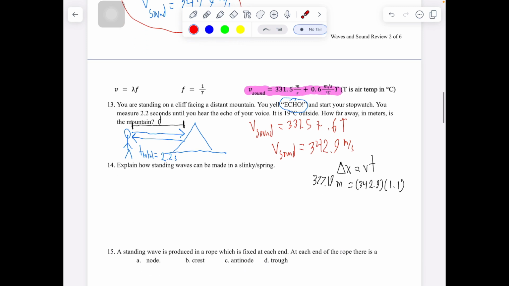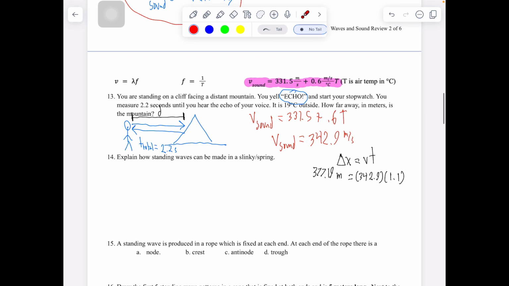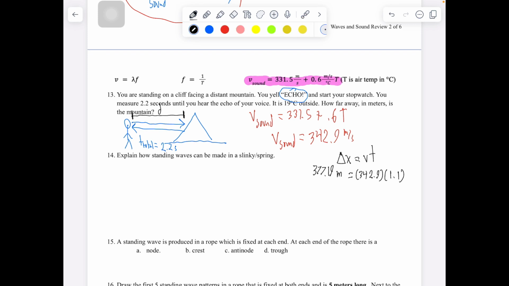Okay. Explain how standing waves can be made in a slinky or a spring. Well, standing waves, and we're just going to talk through this one. Standing waves are made when you find a certain frequency that matches with the spring or slinky, what it would naturally resonate at, and that resonance increases the amplitude of the waves.